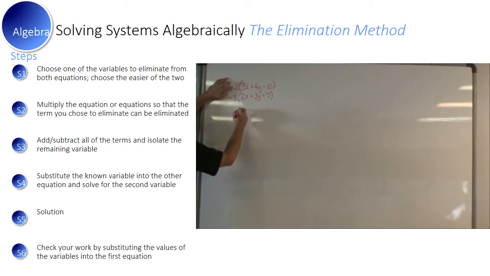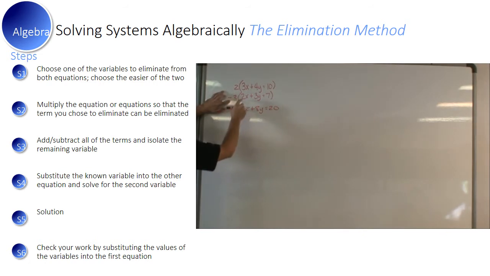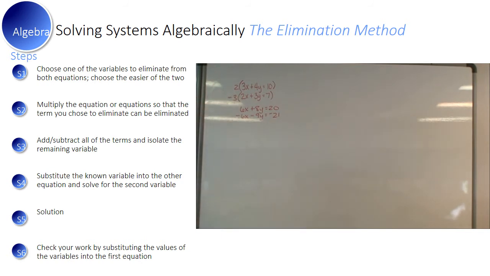So 2 times 3x is 6x. 2 times 4y is positive 8y. 2 times 10 is 20. Negative 3 times 2x is negative 6x. Negative 3 times 3y is negative 9y, and negative 3 times 7 is negative 21.